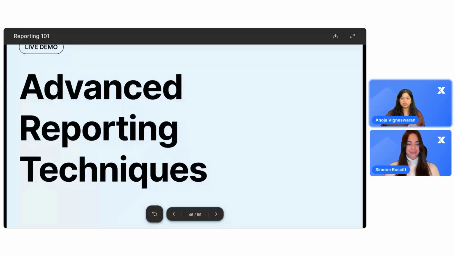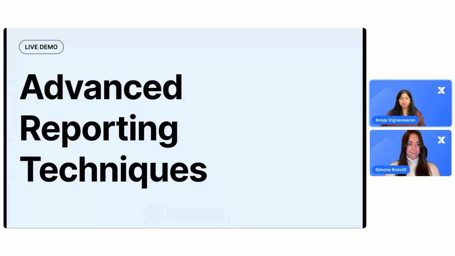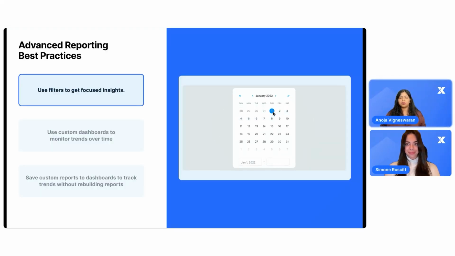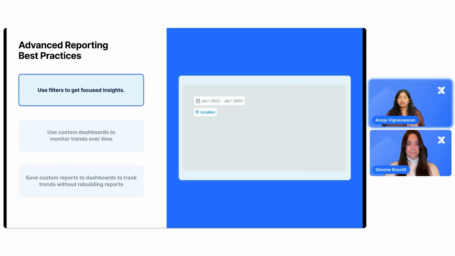Let's go back here, and there we go. Some best practices when it comes to advanced reporting. Number one, use filters to get focused insights. You want to start with the high level view, but then you want to break it down using filters to find where issues or opportunities exist.